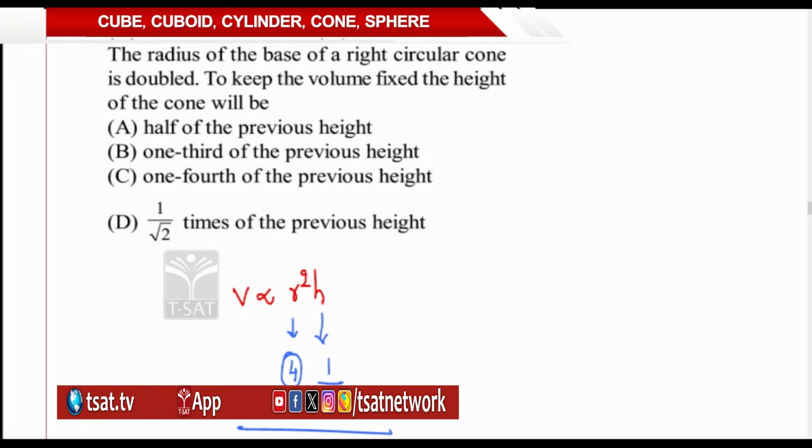So half of the previous height? No. Option B, 1/3 of the previous height? No. Option C, 1/4 of the previous height? Yes. If radius is doubled, you have to make the height as 1/4 of the previous height in order to maintain the same volume.